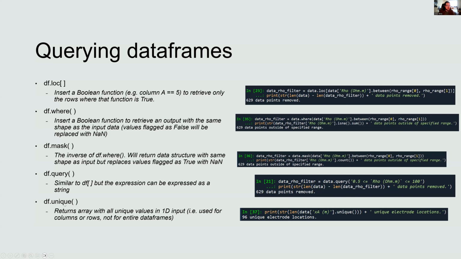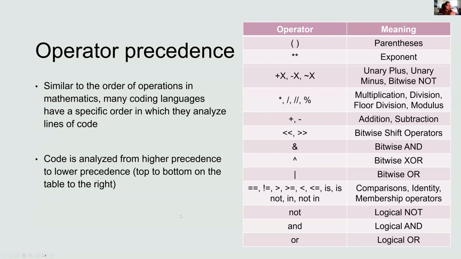Finally, you have df.unique, which just returns an array with all the unique values. And so if you wanted to remove any duplicates, or you want to only have unique values for some reason, I'll give you an example later, then you can just use .unique and get all of those.